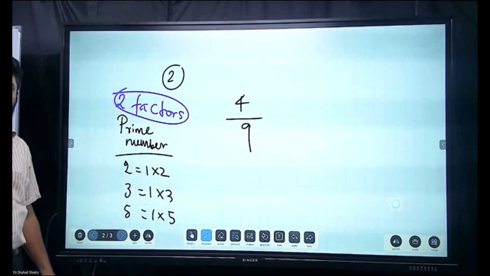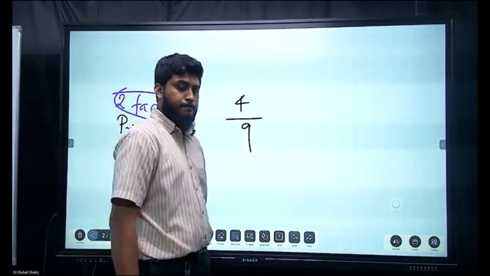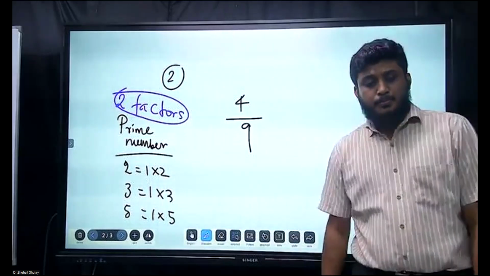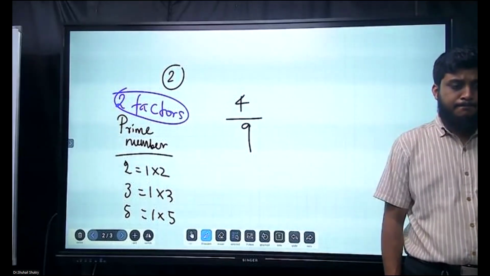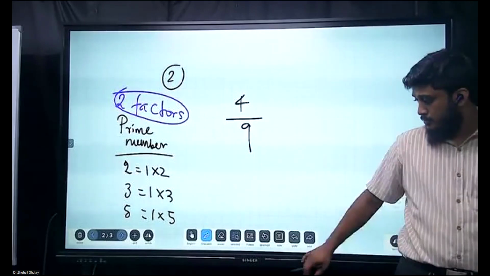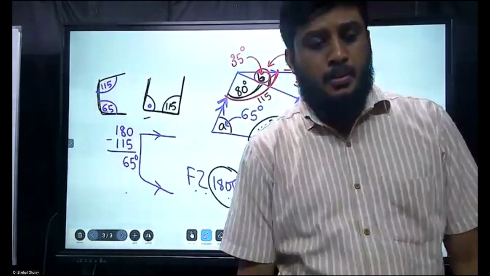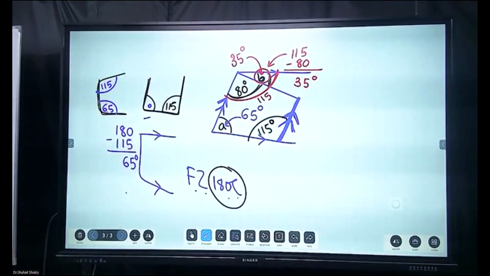Just write the prime numbers, what are prime numbers, and have the proper idea. Right? What are prime numbers? And you should know what these are. And this is the third one. You write all the necessary things properly, write it beautifully with proper understanding.